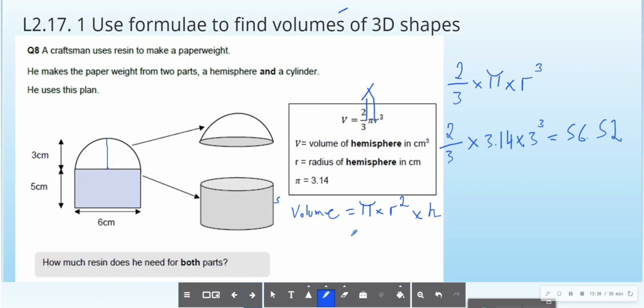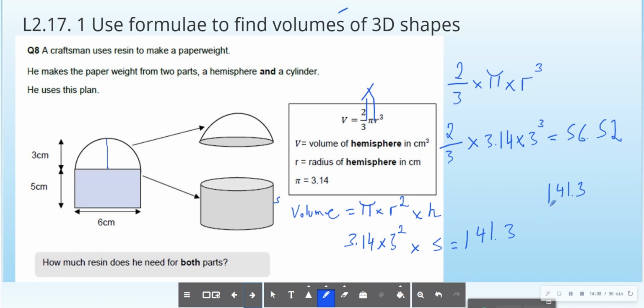So we're going to do pi, 3.14, times the radius, we've already worked that out, that's 3, squared, times the height, which is 5. So we just pop that all into your calculator, 3.14 times 3 squared times 5. And that gives us 141.3. To get the resin for both parts, we're just going to add these together.